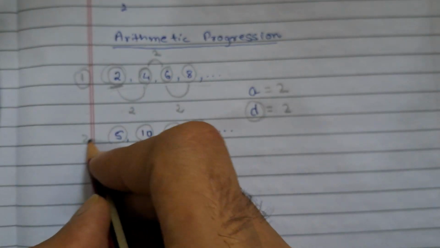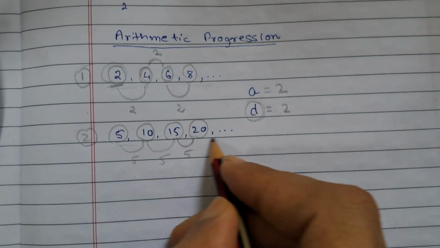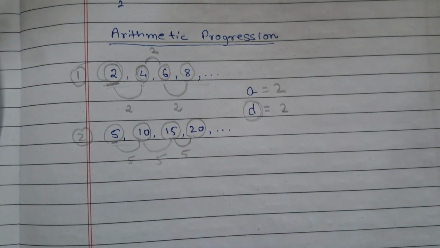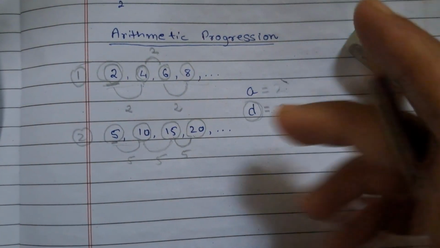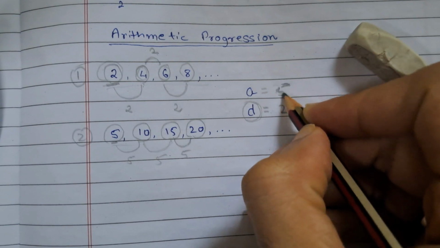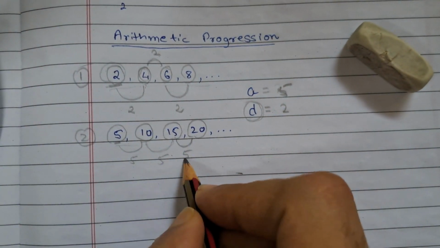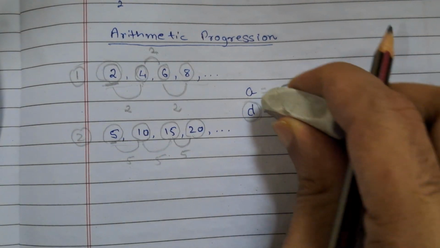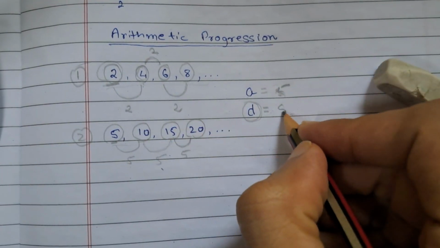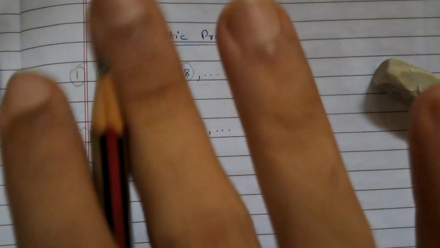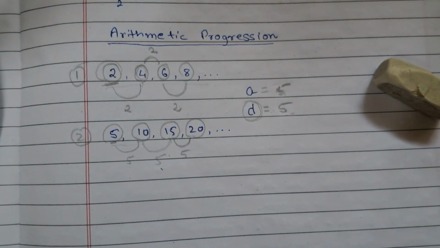If you see the second example, if I ask you what is A in this, A is the very first term. So in this case it is 5. And if I ask you what is the common difference here, common differences are the same. So it is also 5. Okay. So this was the very basic concept of arithmetic progression.